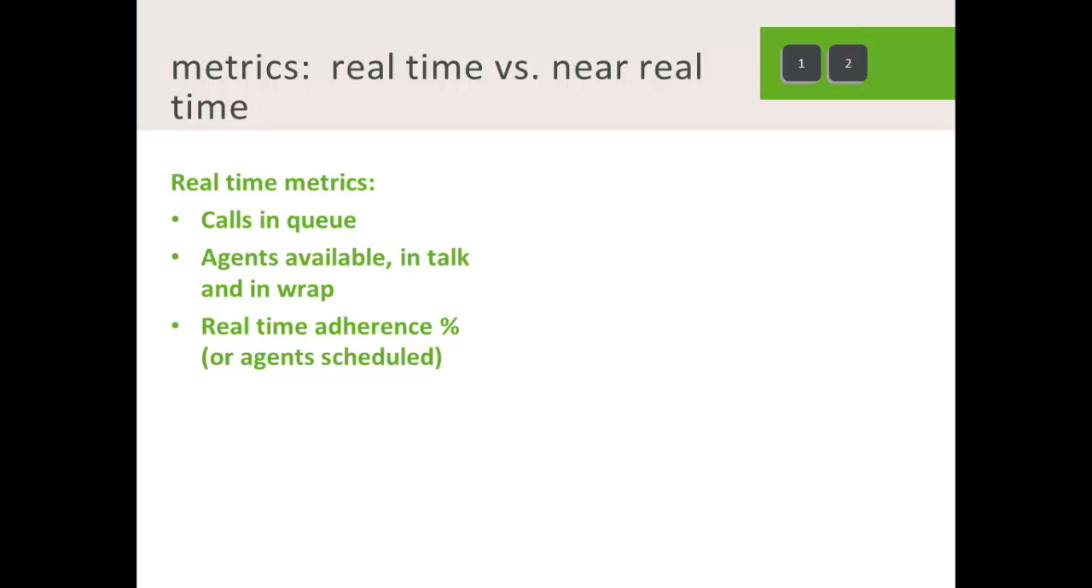If I have a real-time adherence module for my workforce management system, I'd love to see that percent. That tells me really quickly, in this queuing issue, is it a case of adherence, or am I just getting more traffic than I expected? Now, if I don't have that, but I've got a workforce management system, I'd like to drop on my display the number of agents scheduled for this moment, because that can get me to the same thing that real-time adherence percent is getting.